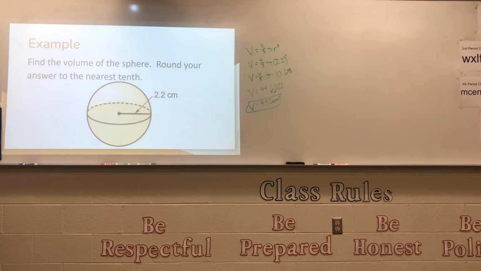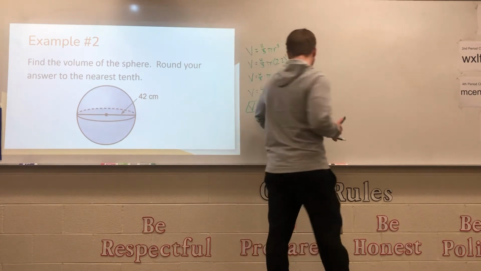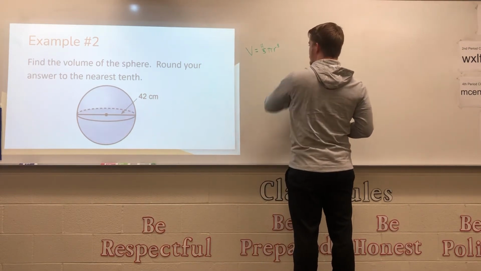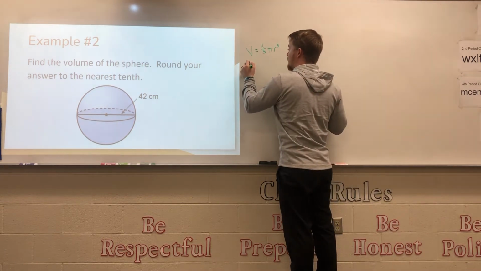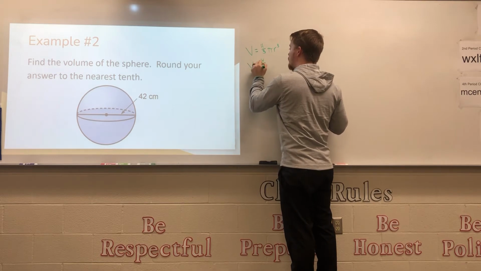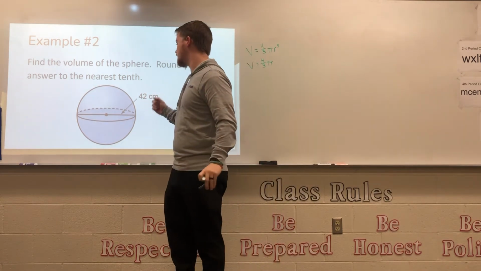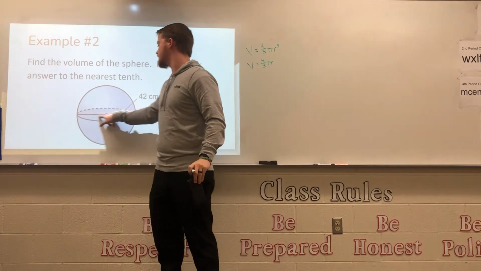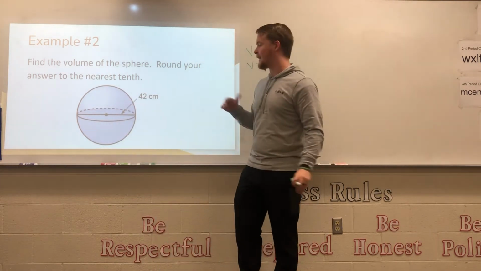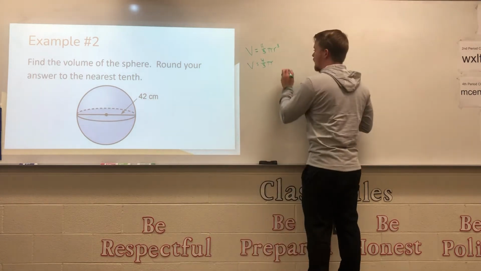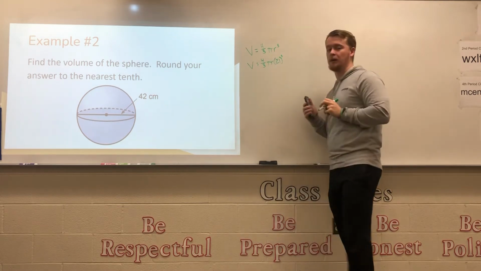Let's look at another one. So they say find the volume of this sphere. Okay, we're still using the same equation, V equals 4/3 pi r cubed. And we still need to fill in our radius. So V equals 4/3 pi. Here, the length they give us is 42 centimeters. But this is going all the way across the circle. So 42 is our diameter, but our radius is half of that. So half of 42 is 21. So that is what we fill in for r. So it's 21 to the third power.